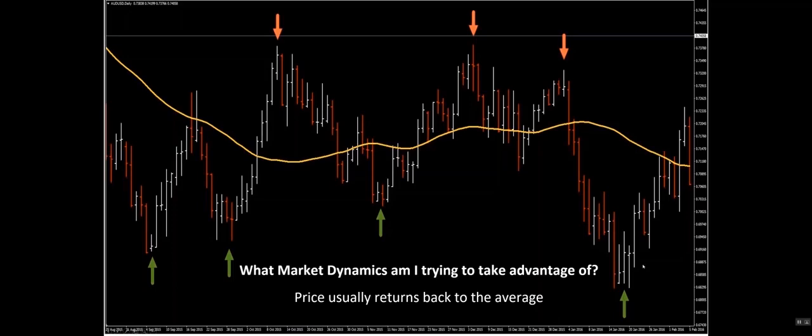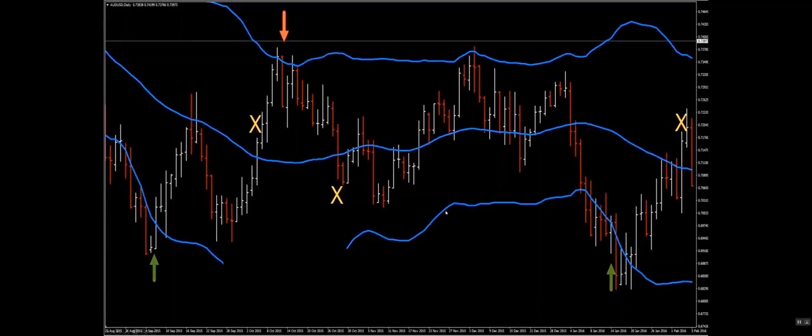Okay, so I've just cherry picked these points. What we really need to do, and I'll show you when we build this system, is come up with a way of calculating where these points are for our entry. So we'll show you that as we go along.